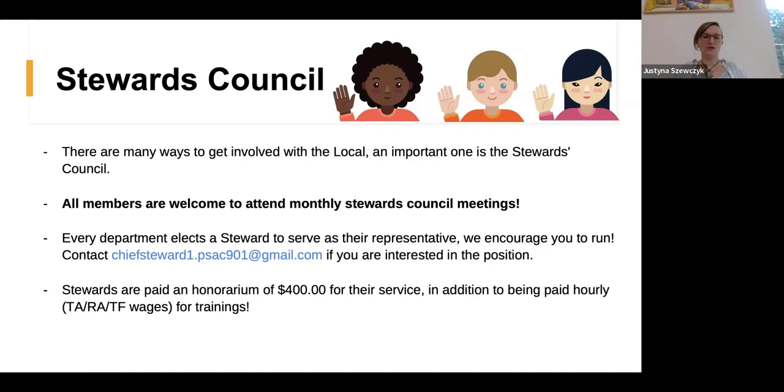And also there is a pecuniary reason, as during last annual general meeting, our members voted on an increased honorarium for stewards. And right now it stands at $400. And of course, whenever there are some trainings, if we need to train or if a steward wants to get training on union related issues, those trainings are also paid. We really value your time. We want our time to be valued also by the university. So if there are any trainings, we always make sure that our members are compensated for their time and their effort.